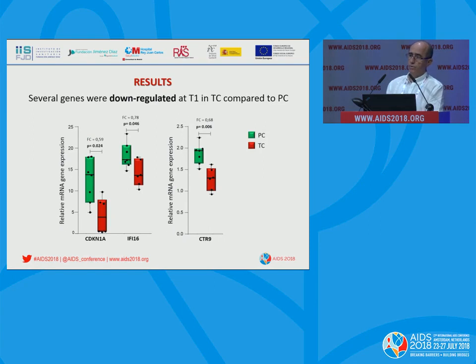In fact, when we performed this differential expression analysis, we found that several genes were significantly downregulated at T1 in transient controllers compared to persistent controllers. Again, transient controllers in red, persistent controllers in green. As you can see, CDKN1A, IP16, and CTR9 were significantly downregulated in transient controllers compared to persistent controllers at time point 1, suggesting a relevant role for the level of expression of these genes, which precedes the loss of viral control in transient controllers.